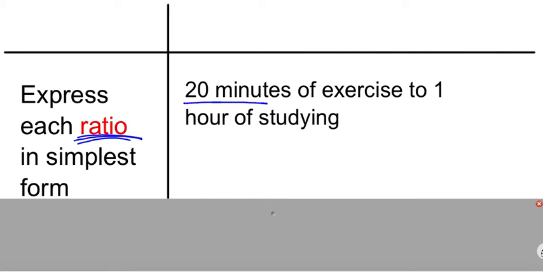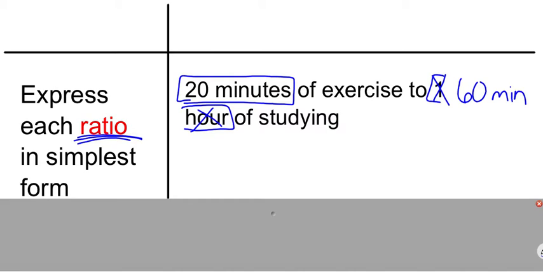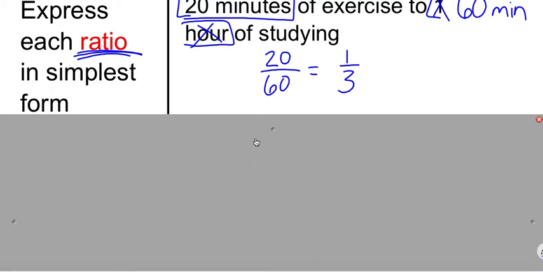So if this is 20 minutes and this other one is 1 hour, I want to change this 1 hour into minutes, or I could change the minutes into hours, but that's going to be a fraction, so I'll go the other way. And I'm going to say it's not 1 hour, but 1 hour is the same thing as 60 minutes. So now I am comparing 20 minutes of exercise to 60 minutes of studying. And that's going to give me 20 over 60, which is the same thing as 1 to 3. In order to be a ratio, I must have it in the same units.